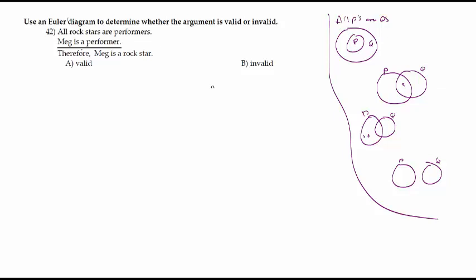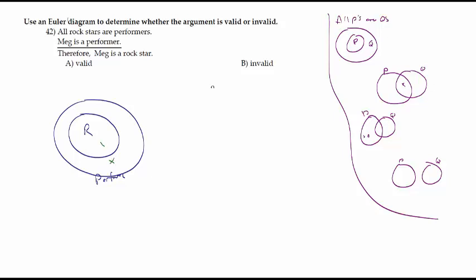My first premise: all rock stars are performers. So the set of rock stars has to be inside the set of performers. My next premise is Meg is a performer. So where does Meg go? Well, Meg has to be inside performers. But is she here or is she here? I don't know. All I know is that she has to be inside the set of performers. She may be inside R, she may not. So I'm going to draw Meg as a question mark. That's what my picture is, the two premises that my argument is based on.